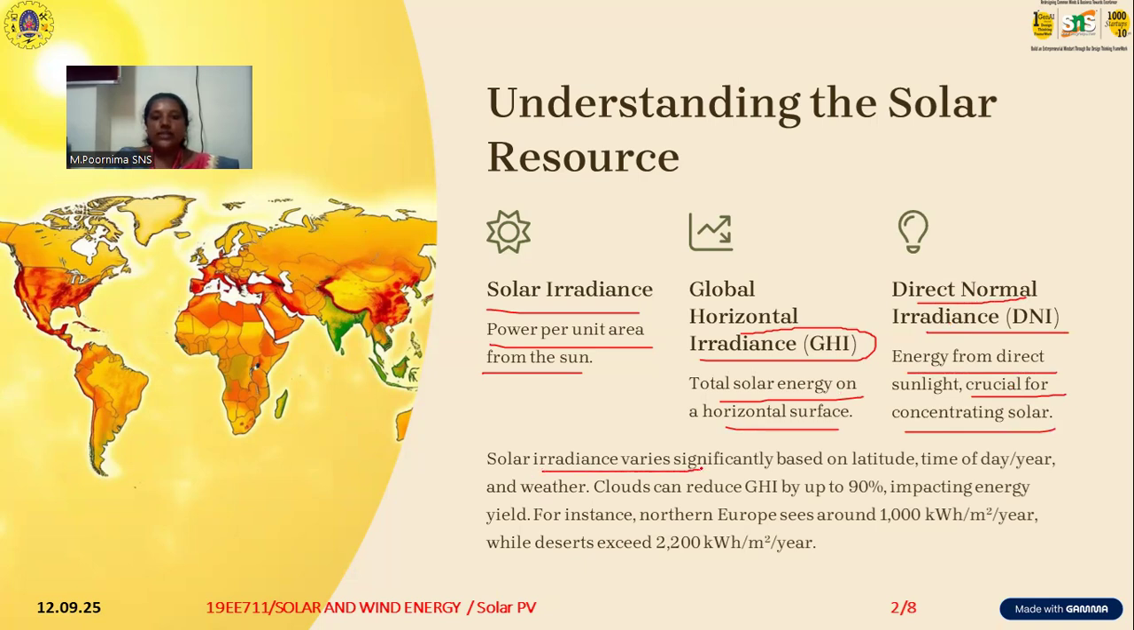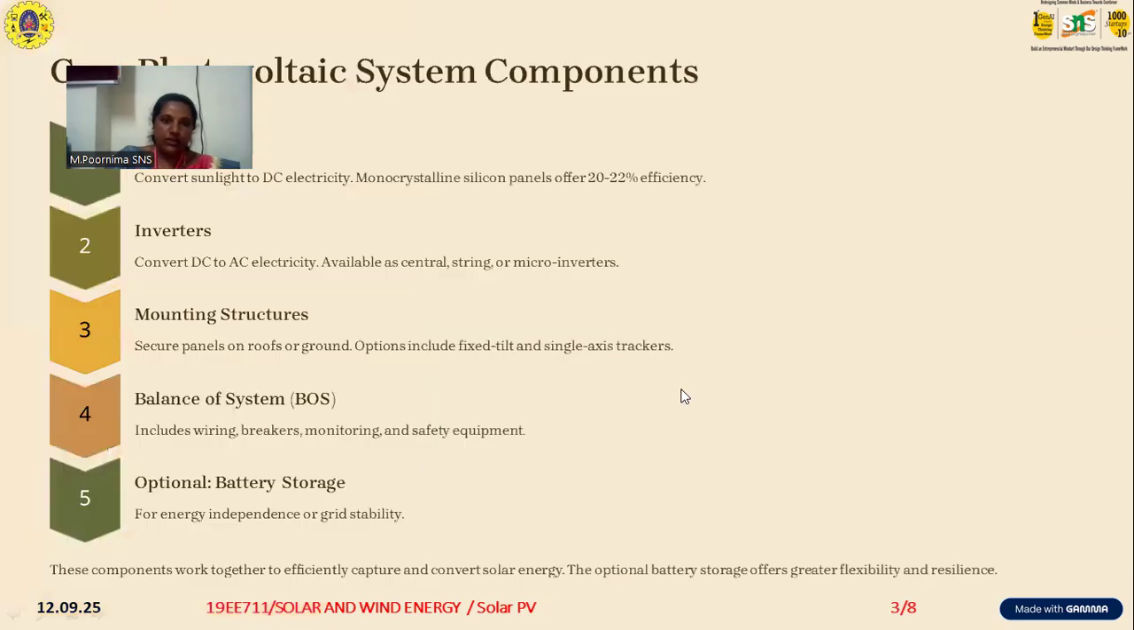Solar irradiance varies significantly based on latitude, time of day, time of year, and weather. Clouds can reduce GHI by up to about 90%. For instance, Northern Europe sees around 1,000 kilowatt hours per square meter per year, while deserts exceed 2,200 kilowatt hours per square meter per year. So this is what solar resources are available. We can see where the maximum solar resources are available.